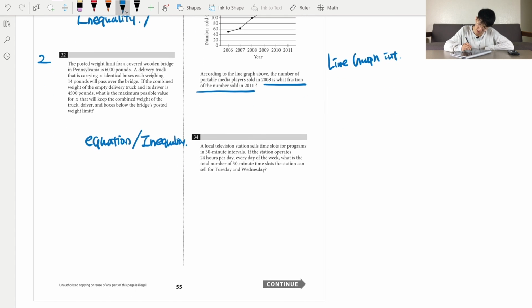A local television station sells time slots for a program in 30-minute intervals. The station operates 24 hours. Then how many 30-minute slots can it sell for Tuesday and Wednesday? Difficulty level 2.